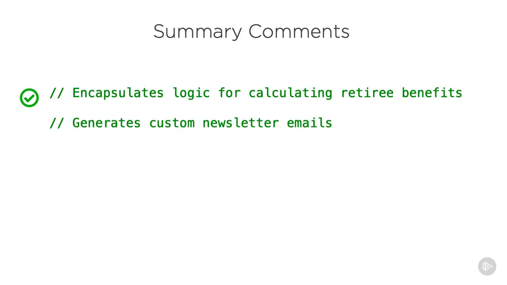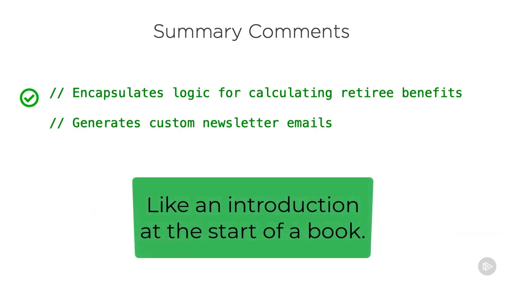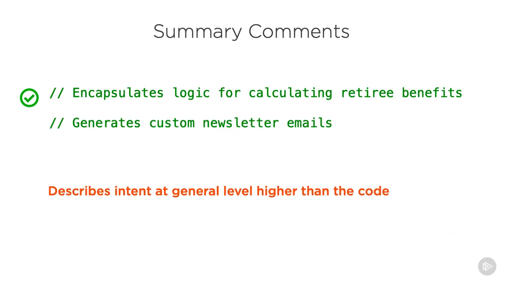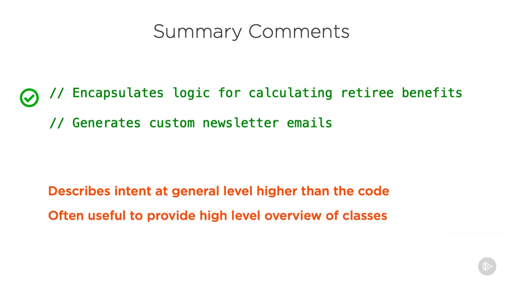Summary comments offer much the same benefit to readers as an introduction at the beginning of a book. They prepare the reader for what to expect. Good summary comments describe the code at a high level that's not necessarily apparent by simply reviewing the class or the function's name. They're often particularly useful for providing a high-level overview of classes, since a class name alone isn't typically sufficient to fully convey the scope and interactions of the methods inside.